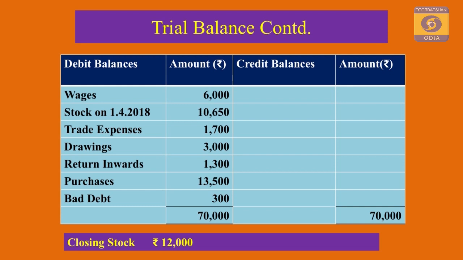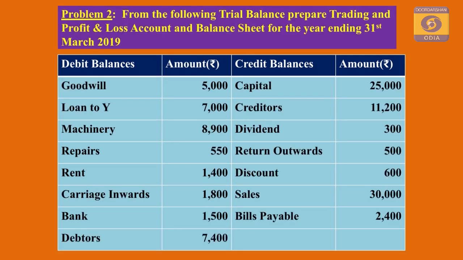Now let's have a look at the credit balances. The credit balances given to us is capital 25,000, creditors 11,200. Then we have dividend of rupees 300. Dividend is given on the credit balance, so please mark that. Then we have return outwards 500. Discount, it's given on the credit side, so credit balance, that is 500. Sales, the amount of sales given to us is 30,000. Bills payable given to us is 2,400.